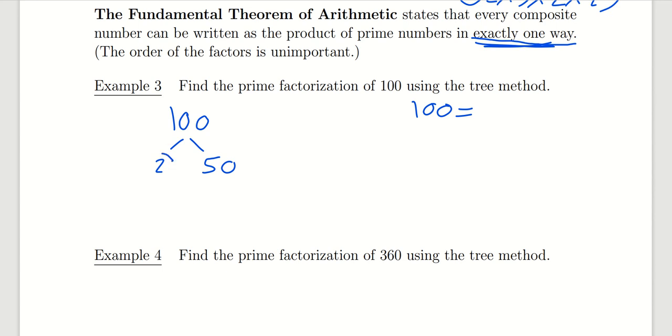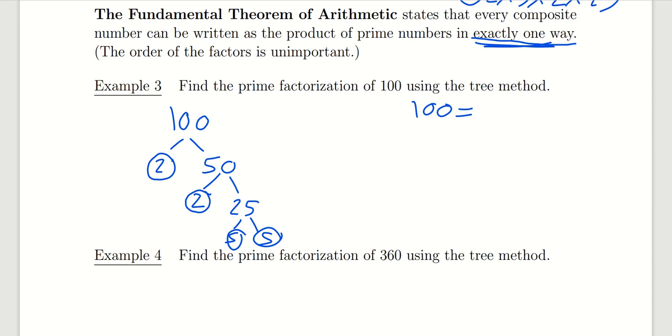Notice that this number 2 is a prime number. It will not break down anymore, so I'm going to circle it. So that branch of my tree is done. The 50, though, I can take 2 into that again. 2 will go into it 25 times. Again, 2 is prime, so that branch will not break down anymore. I'm going to circle it. And then we can write 25 as the product of 5 and 5, where both of those are prime. So I'm going to go ahead and circle those.